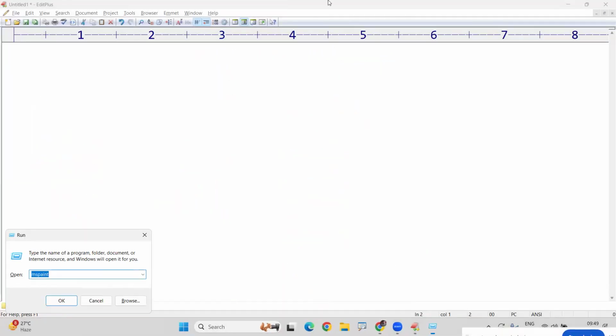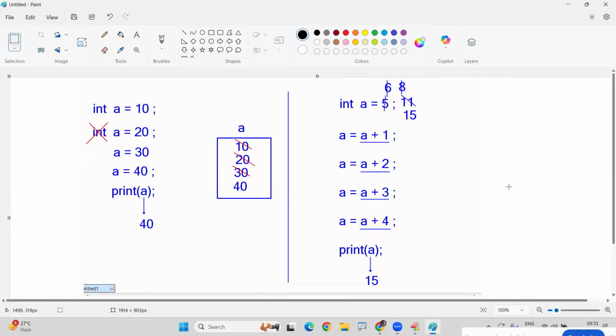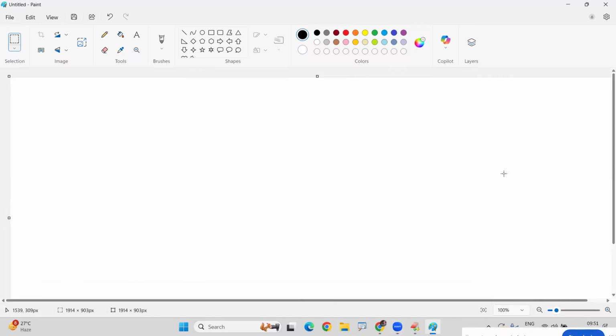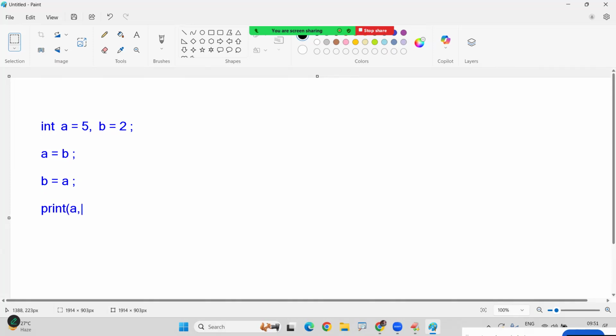Let me change the location. Let me ask you some questions. Please note down these questions and try to write the answers. Easy things with the arithmetic operations only. First, I'm taking one variable, or two variables I'm taking. a equals 5, b equals 2. I'm writing a equals b and b equals a. Finally, I'm printing the a and b values. Consider this is one code.